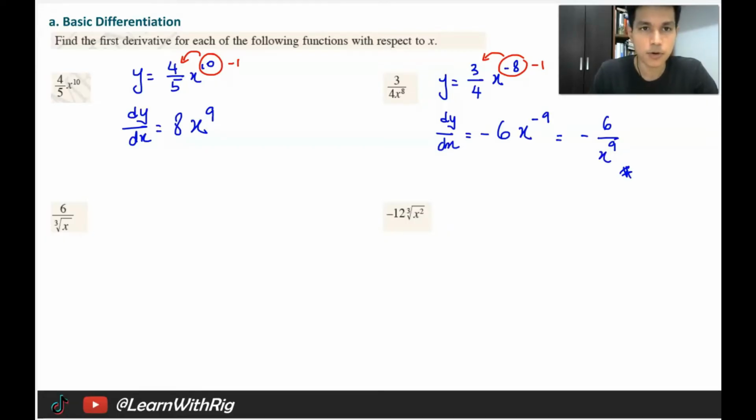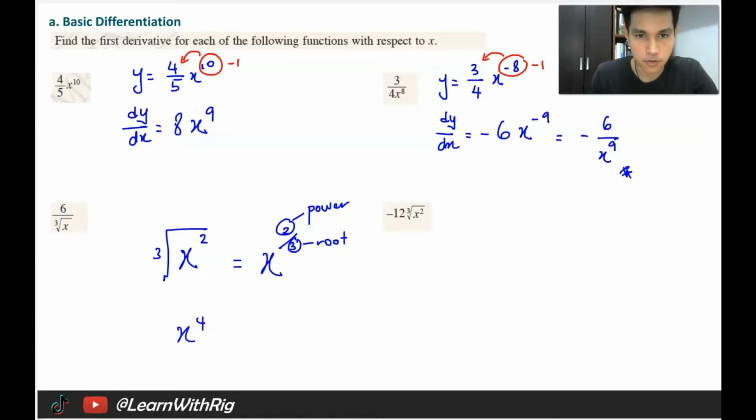First of all, I hope you guys remember this. Whenever you encounter a question like this, x power 2 and then you cube root, let's say. How do you write this in terms of power? It becomes x power 2 over 3. This one means the power, this one is the root. Power, root. So if, for example, x power 4 and then square root 5, it becomes x power 4 over 5. Make sure you know this.